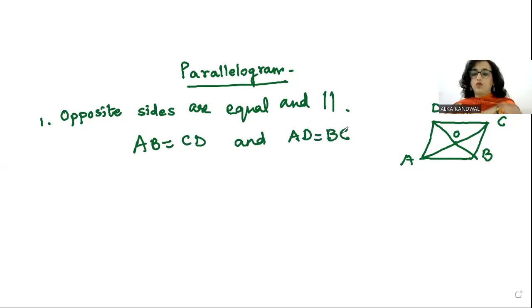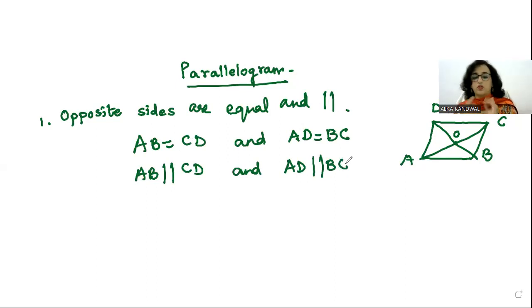Opposite sides, is it not? AB is equal to CD, AD is equal to BC, and similarly AB will be parallel to CD and AD will be parallel to BC. So both the opposite sides are parallel as well as equal. So that is the number one property we are talking about.